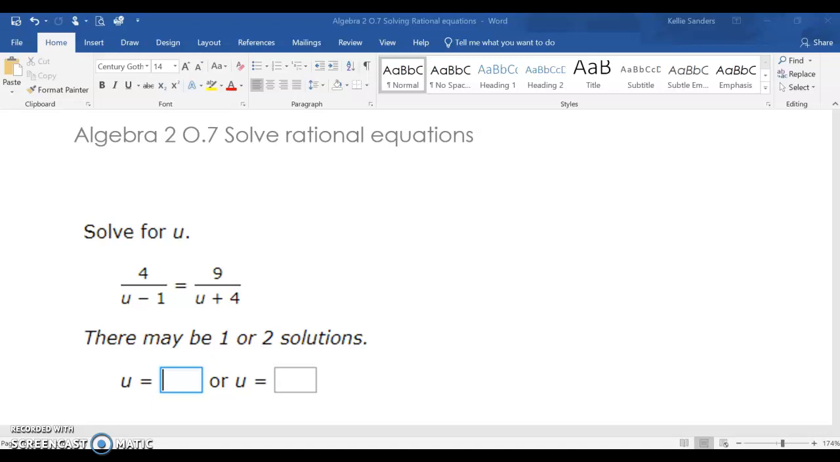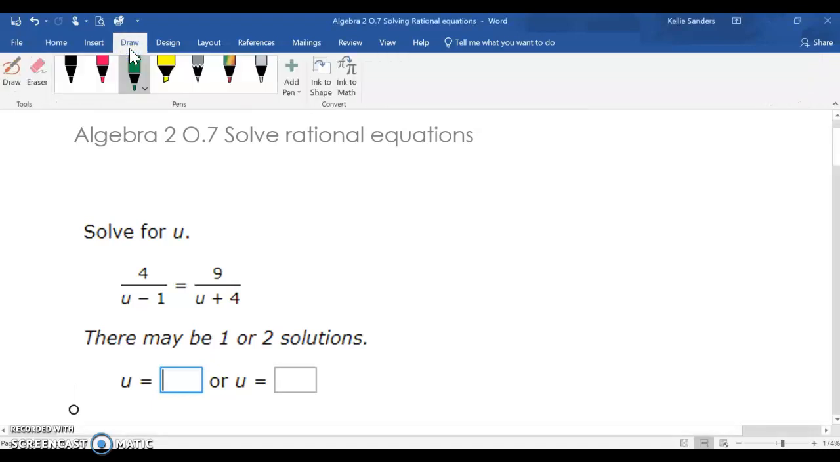Okay, compared to 05 and 06, 07, in my opinion, is not going to be near as hard. So let's see if I make a liar out of myself or whatever.